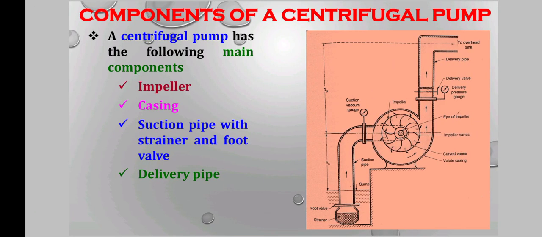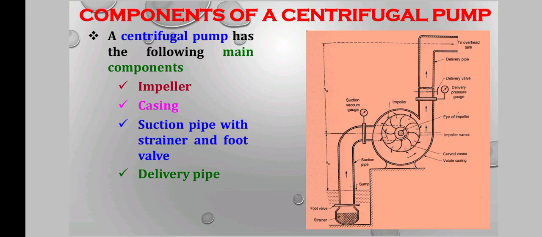The components of a centrifugal pump. This is a structure block diagram of a centrifugal pump. It will start from the strainer and it will end at the overhead tank. From the strainer, it goes to the foot valve, which controls the level of water which will be sucked by the pump. From that, it will go to the suction pipe. The suction pressure will be measured by the suction vacuum gauge.